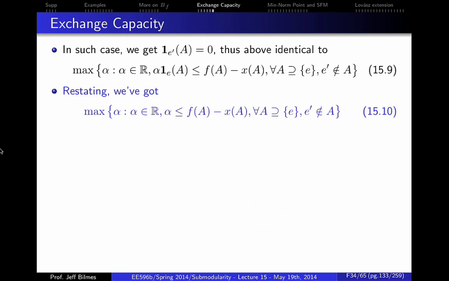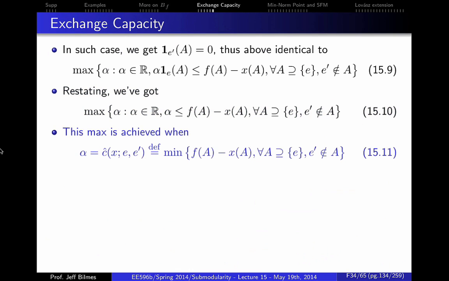So it's the maximum value of alpha such that this inequality is true for all subsets of A where we have this condition here. But then that maximum is achieved at this value here, the minimum of the difference. So the minimum of this constrained, it's like this constrained submodular function minimization problem. It's constrained to be E containing, and E prime not containing. And that's still a submodular function.